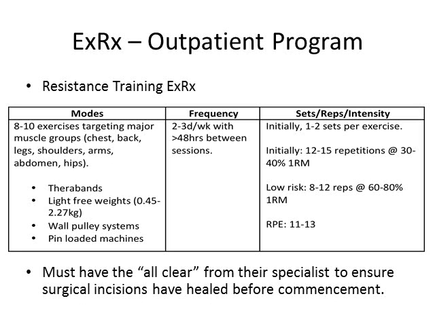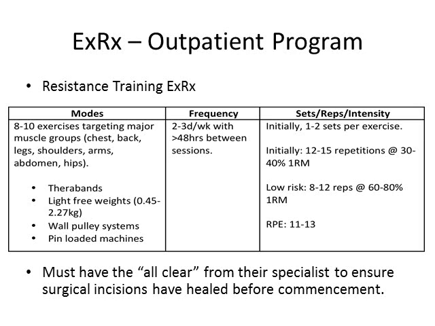For the exercise prescription guidelines for resistance training in an outpatient program, it is important that we target the major muscle groups for the individuals. So we have 8 to 10 different exercises that incorporate chest, back, legs, shoulders, arm, abdomen, and hips muscle groups. These can be targeted by using therabands, light free weights, wall pulley systems, as well as pin-loaded machines.